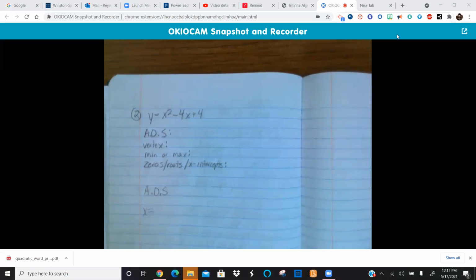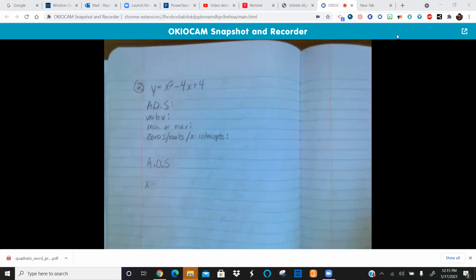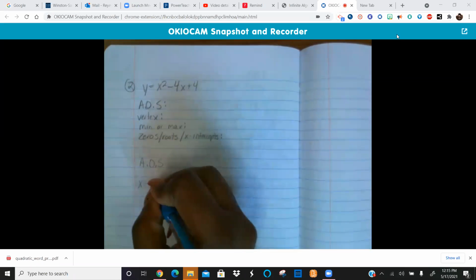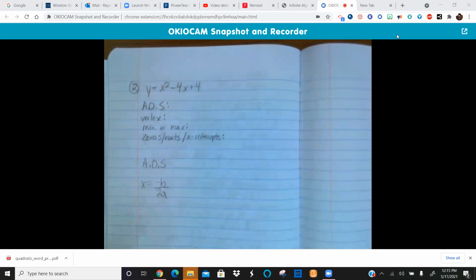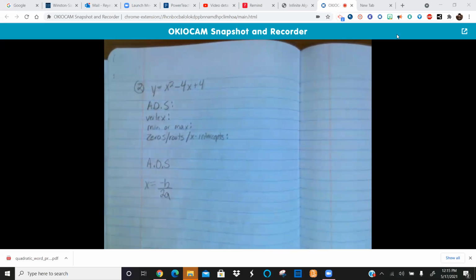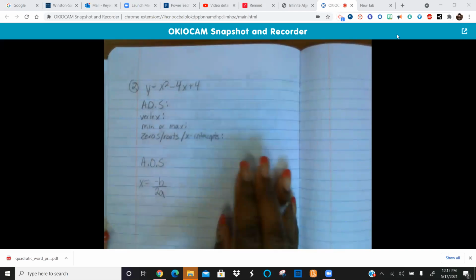X is equal to what? Come on, y'all. You gotta know these formulas by heart. What's the formula? Yep, negative b over 2a. Very good. If you don't know your formulas by heart, write them on some flashcards. This is one of those formulas you have to know by heart.